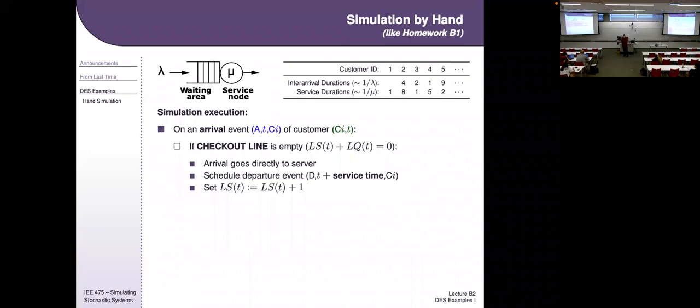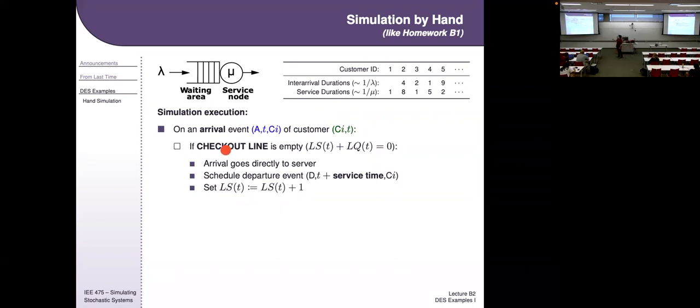So what do we do on simulation execution? Well, it's all going to be driven by the FEL. So basically, we're going to move to the next time in the FEL to get our events out. If we find that the next event in the FEL is an arrival event, so it starts with an A, of this particular customer, Ci, then we look at the state variables to figure out what the logic will be for scheduling the next things and updating all the state variables.